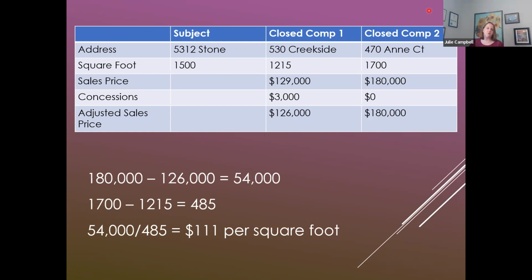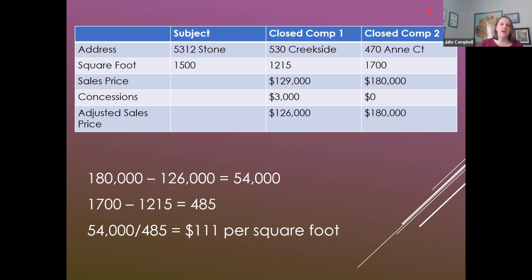The difference in the square footage is 485. Comp 2 has 1,700, comp 1 has 1,215. So we can take the difference in the price and the square footage, divide your price by your square footage, and we can determine that the square footage is $111 per square foot.